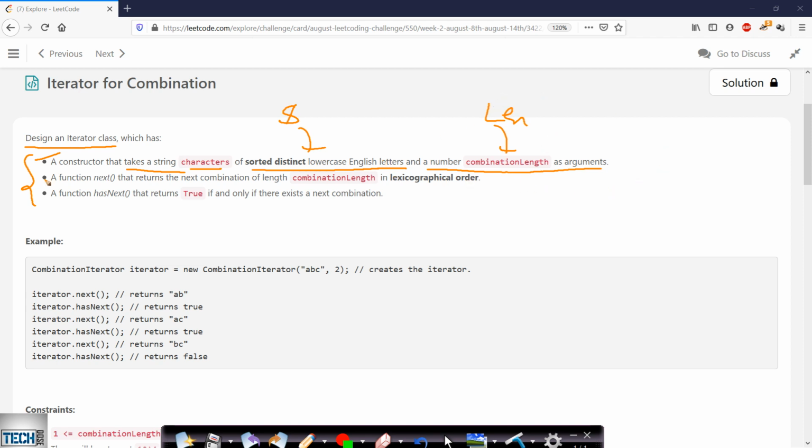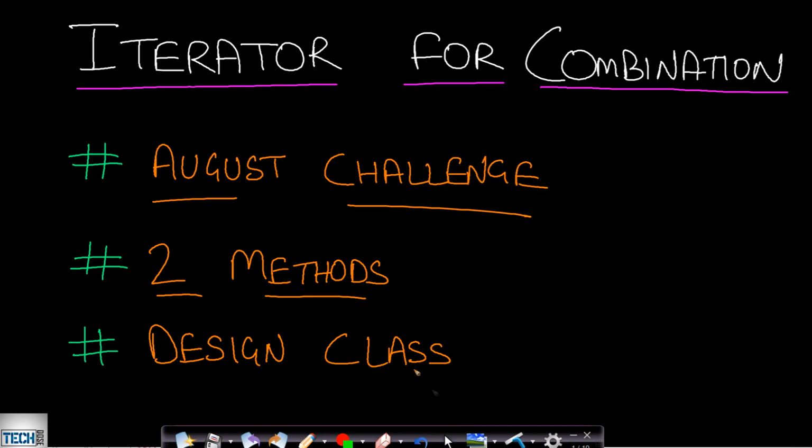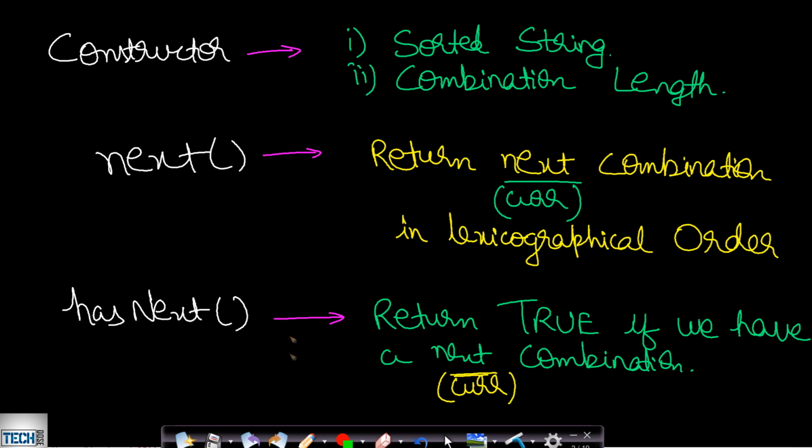Now the next things which are given are a function next that returns the next combination of length combination length in the lexicographical order, and a third function, has next, that returns true if and only if there exists a next combination. Now let us look at an example in order to get a better understanding.